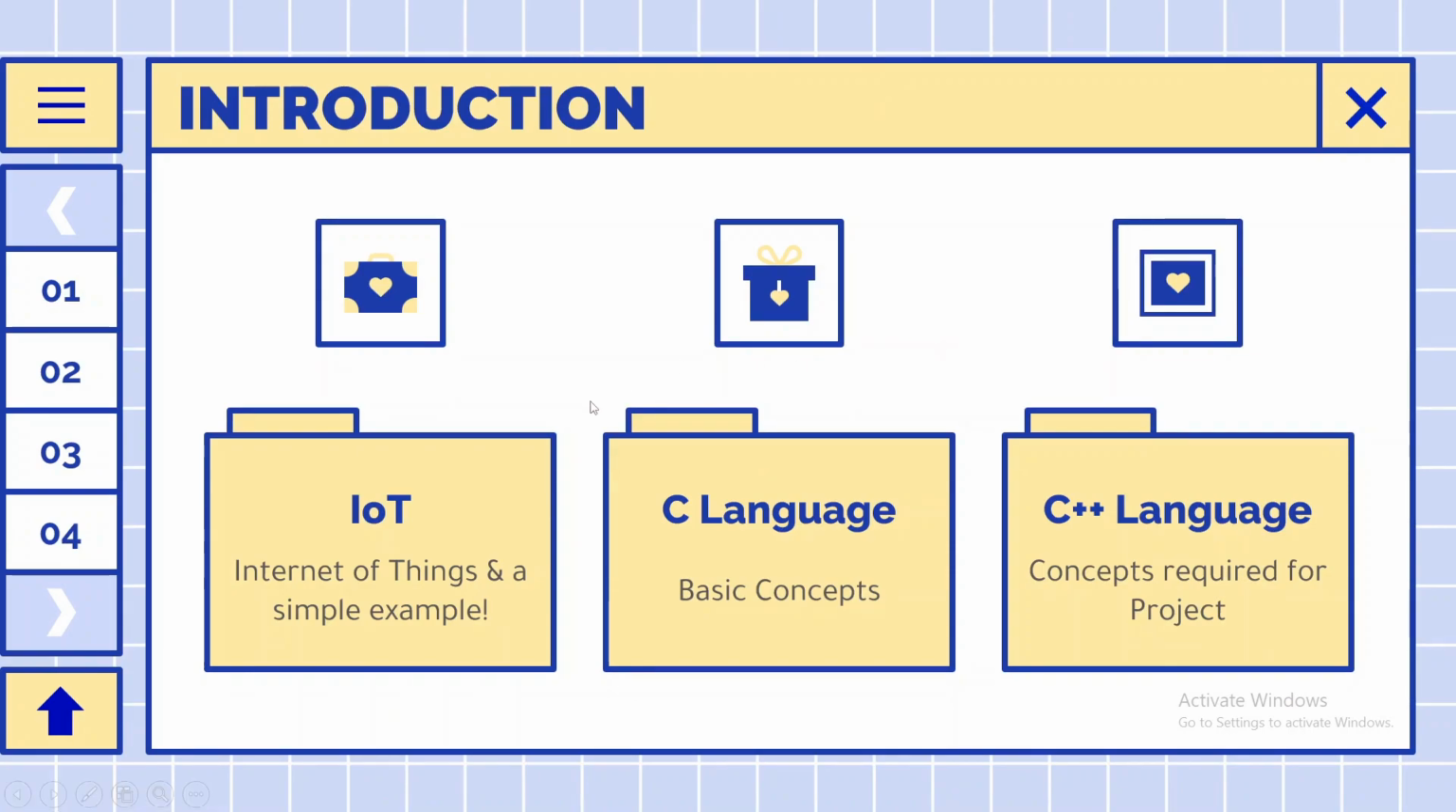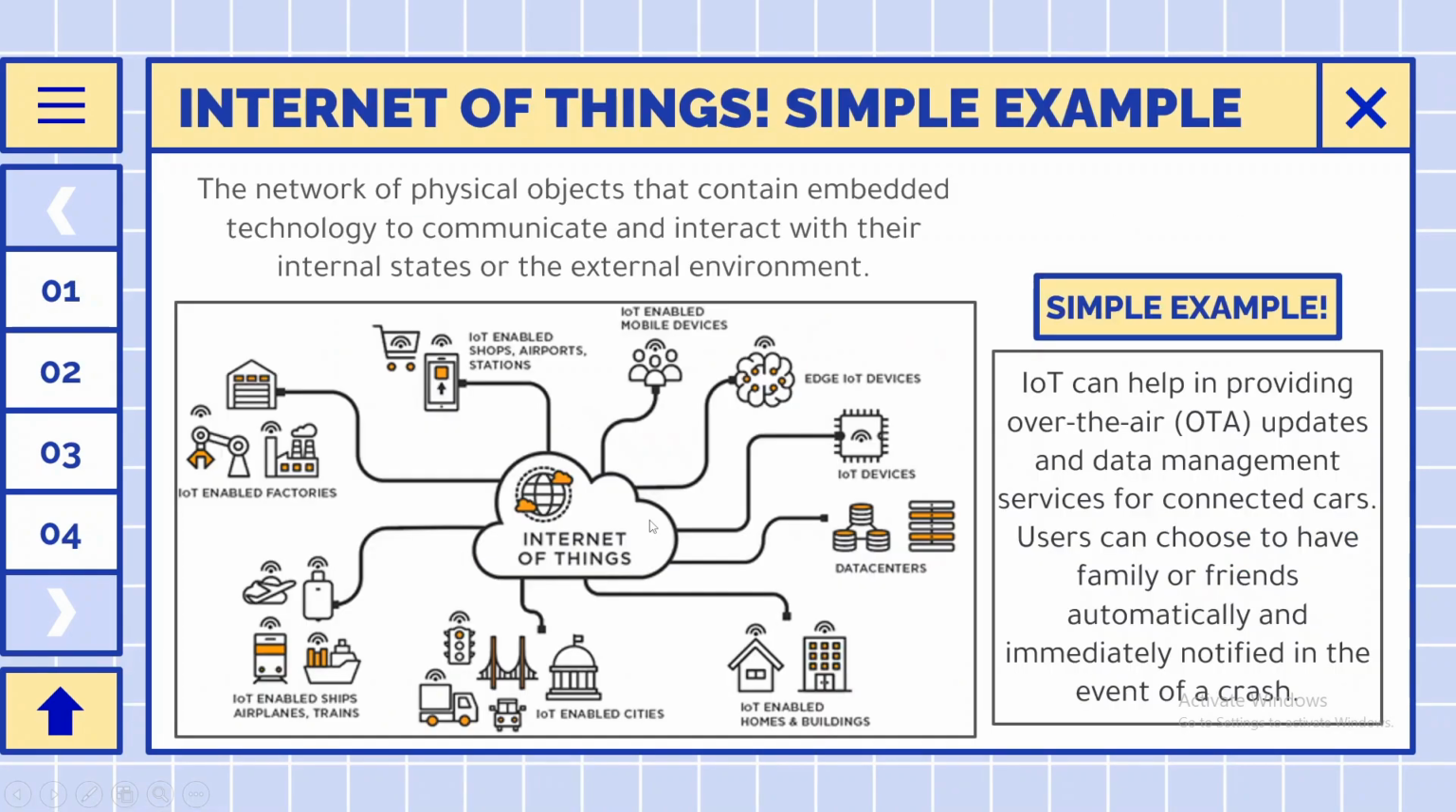let us see what exactly IoT is. So basically IoT is a collection of devices connected together over the internet. These devices communicate with each other and change their internal state. They can also communicate with an external environment.